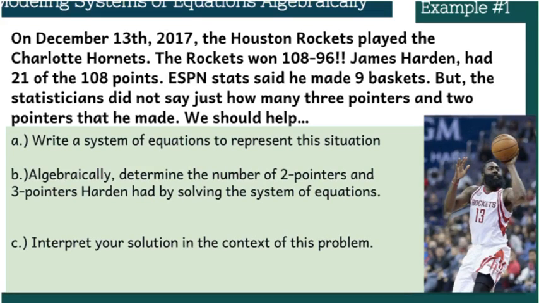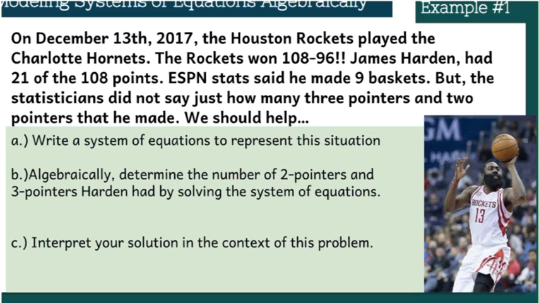Modeling systems of equations algebraically. Example 1. On December 13th, 2017, the Houston Rockets played the Charlotte Hornets. The Rockets won 108-96. James Harden had 21 of the 108 points.